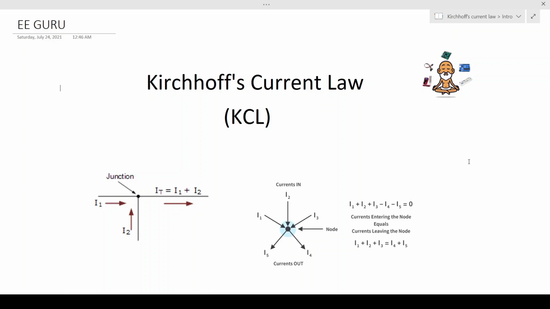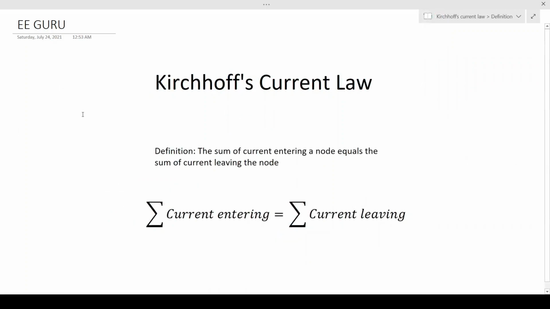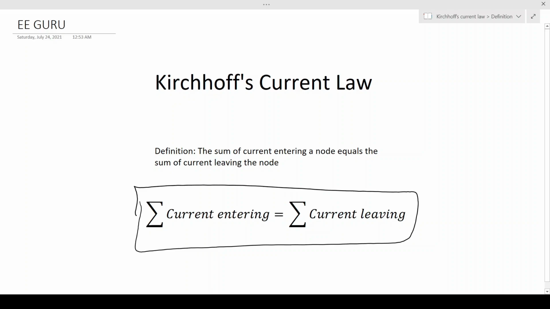I am the EE Guru, and today we'll be talking about Kirchhoff's current law. So Kirchhoff's current law states that the sum of current entering a node is equal to the sum of current leaving the node. So on the bottom right here is the mathematical representation of Kirchhoff's current law. It says that the sum of current entering a node is equal to the sum of current leaving the node.